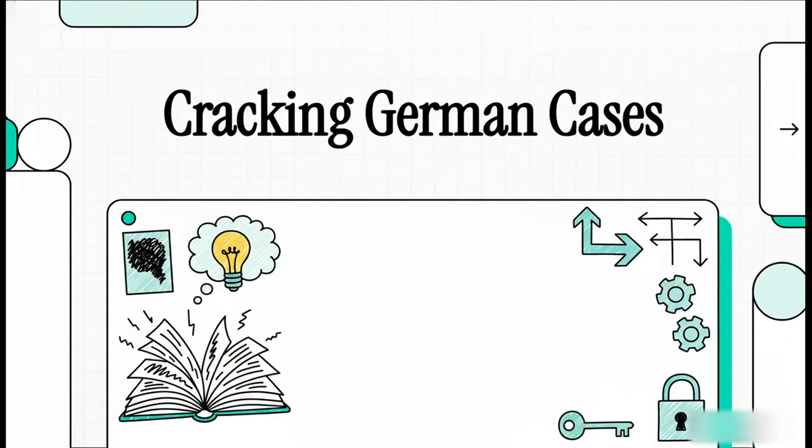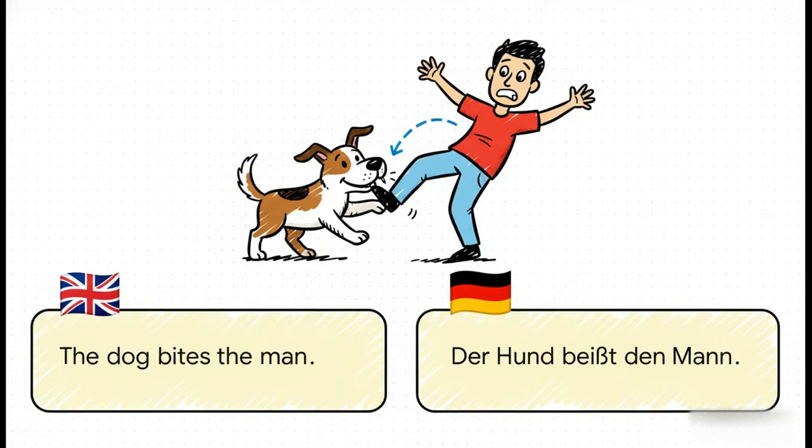Okay, if you've ever felt completely lost trying to learn German grammar, believe me, you are not alone. Today, we're going to tackle one of its biggest hurdles, the four cases. But forget about those confusing charts for a minute. We're going to build a simple, logical framework so you can finally understand what they do and why they're so important. So let's dive in with a sentence that looks pretty simple on the surface.